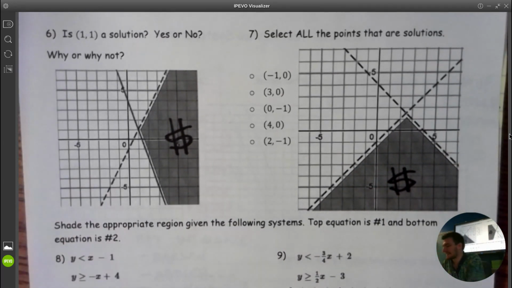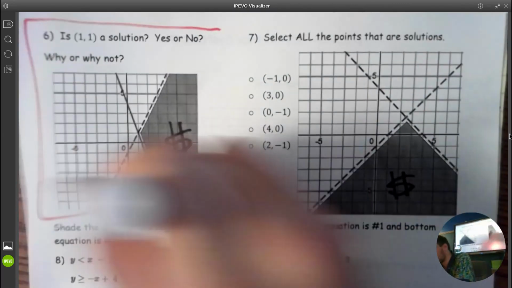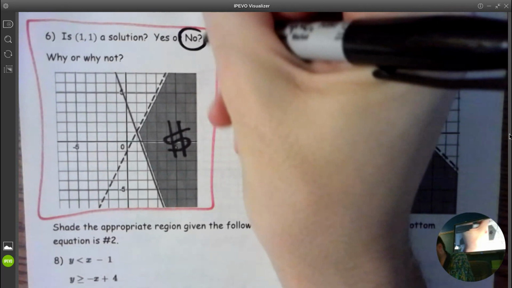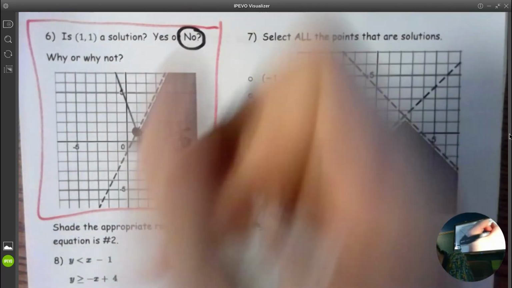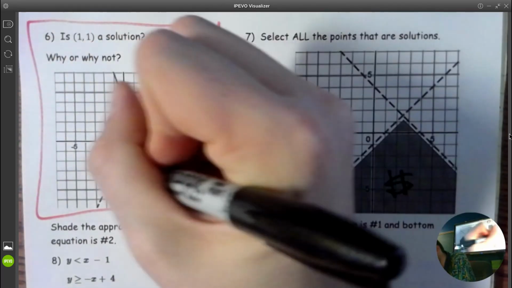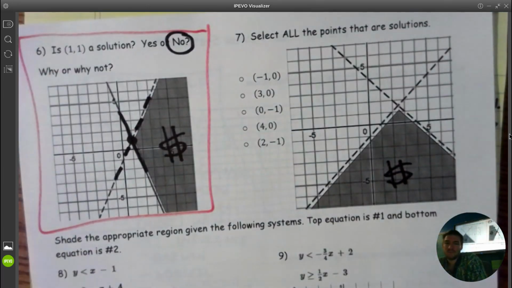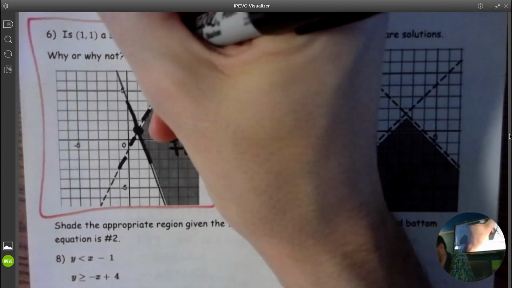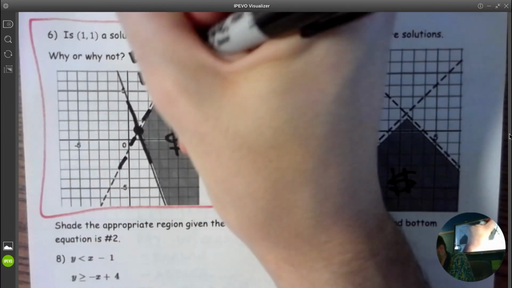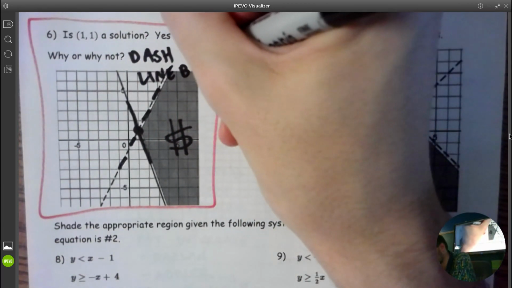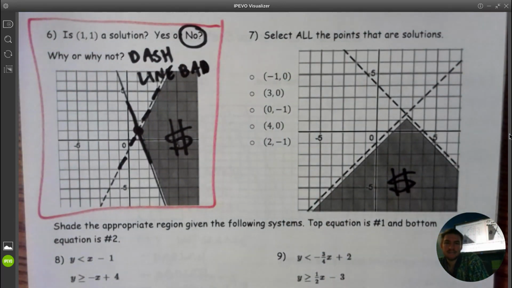And number 6 is asking us a very important point. I'm going to put a little highlighter box on it. 1, 1, what do you think? Yes or no solution? Nice job. I'm going with no. It is right on the corner, and we do have a solid line, but we also have a dashed line. And the reality is, dashed line bad. If you are ever on a dashed line, dash line bad. My D's always look like O's. There's nothing I can do about it. Dash line bad.